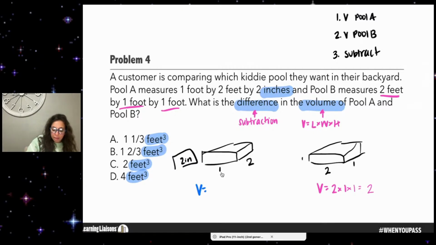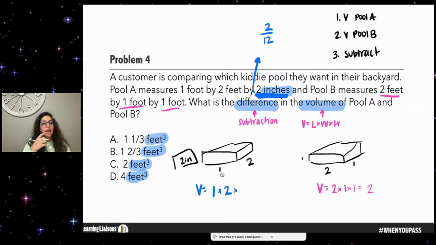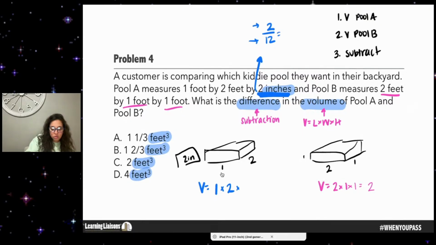Pool A measures 1 foot times 2 feet times 2 inches, and 2 inches is the same thing as 2 over 12. Thinking about the fact that we have a fraction, so this is a part of a whole. The whole foot is 12 inches, so a part of that is 2, so this equals 1/6.